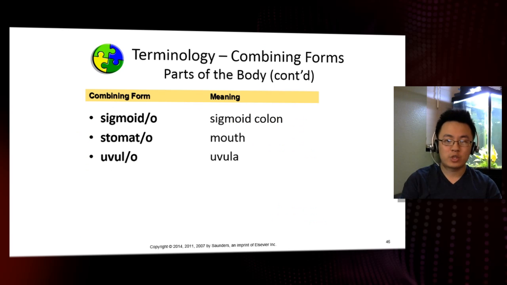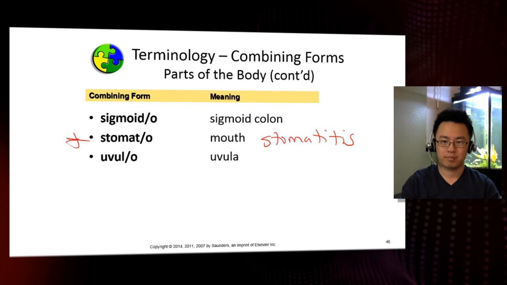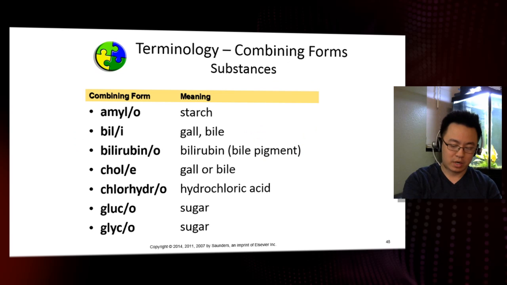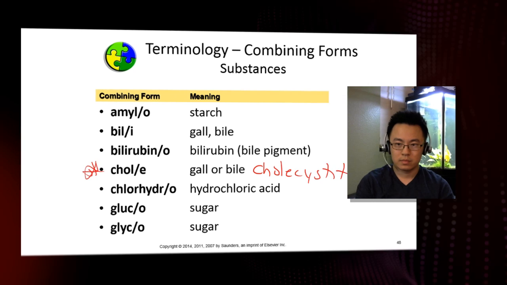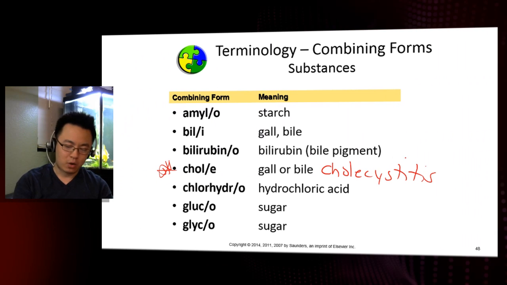We have another combining form, stomato. Stomato here means mouth. So stomatitis means inflammation of the mouth. Other additional ones here, we definitely have chole. Chole here means gall or bile. So we have here a term, cholecystitis. What does cholecystitis mean? Cholecystitis means inflammation of the gallbladder.